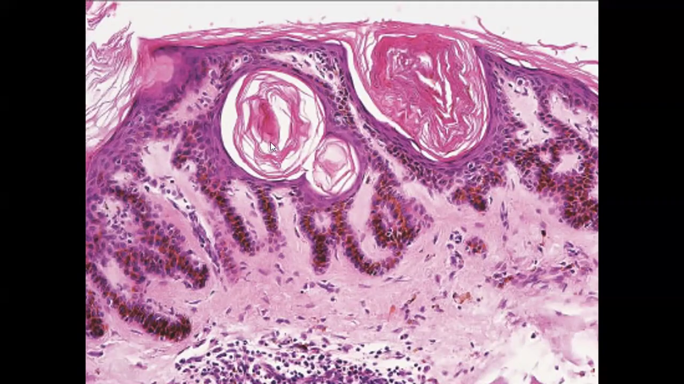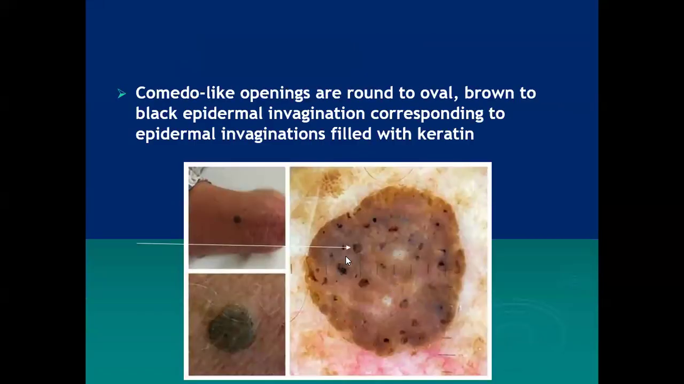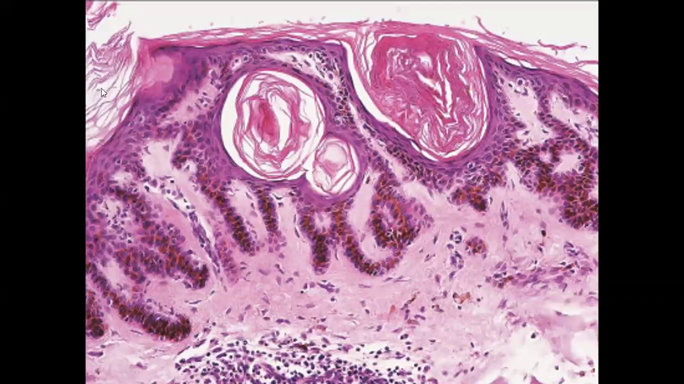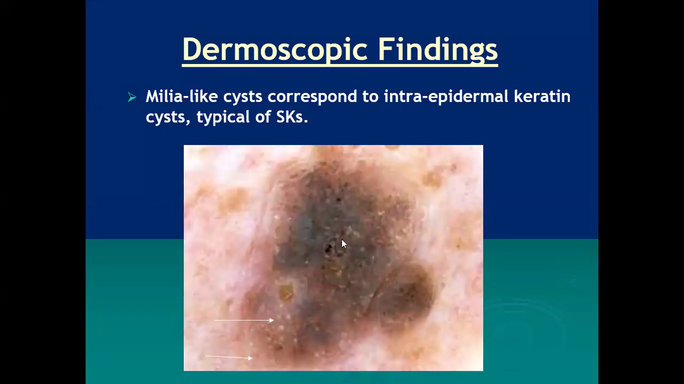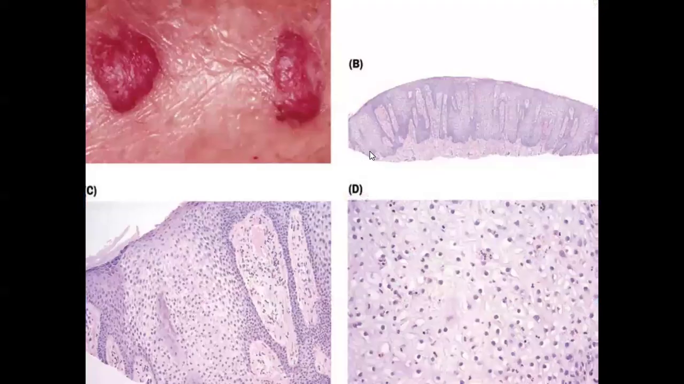These are the intraepidermal keratin cysts. And in addition, there will be comedo-like openings. These comedo-like openings represent the follicular plugging, which is present in the intervening hair follicles. So milia-like cysts represent the cysts within the stratum spinosum, and the comedo-like openings are the hyperkeratotic lesions within the epidermal invagination.